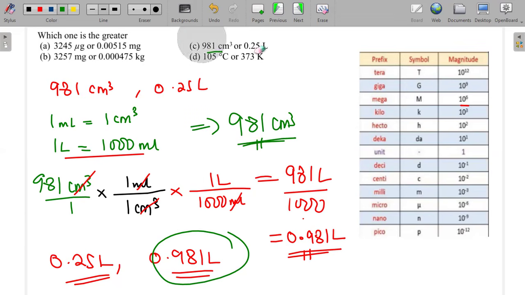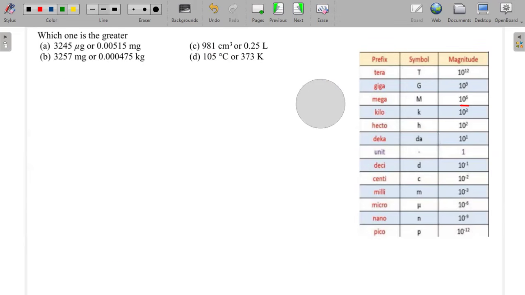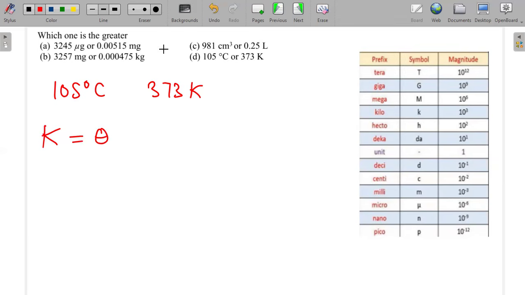Okay, let's look at D. So for D, we have 105 degrees Celsius and 373 K. Let's convert one of them to the other. I know the formula for converting the temperature to kelvins: the temperature in degrees Celsius plus 273. So I have 105 plus 273.